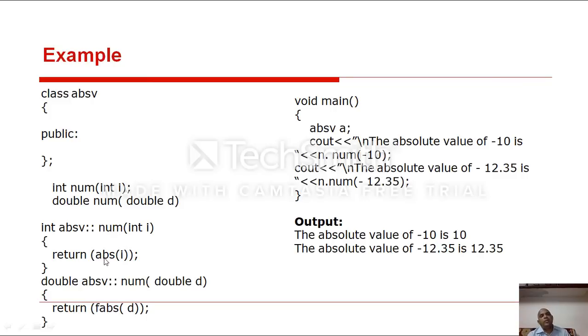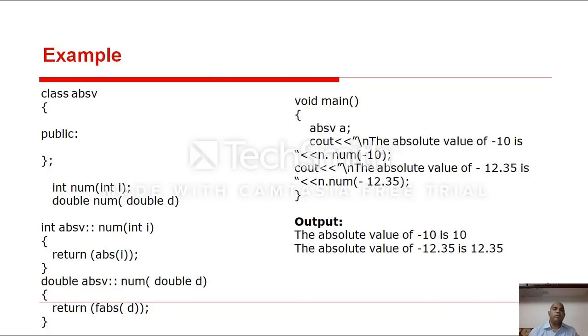ABSV, this is a class name, num integer I, return ABS of I. It can return the I value. Double ABSV, num double d, return FABS of d. Then void main function. ABSVA is a variable name of this class ABSV. Then enter the absolute value, n dot num of minus 10. Then cout the absolute value of this one. Then close. All of you.